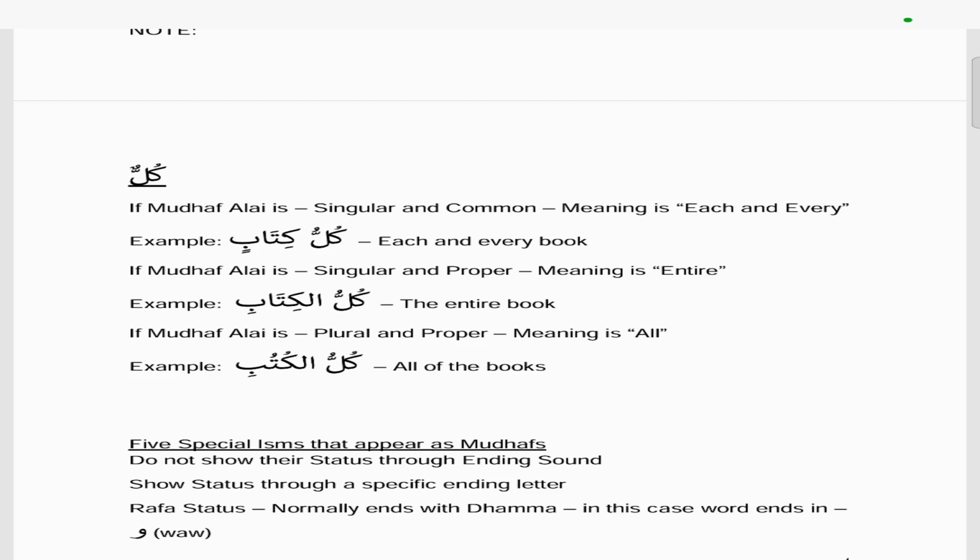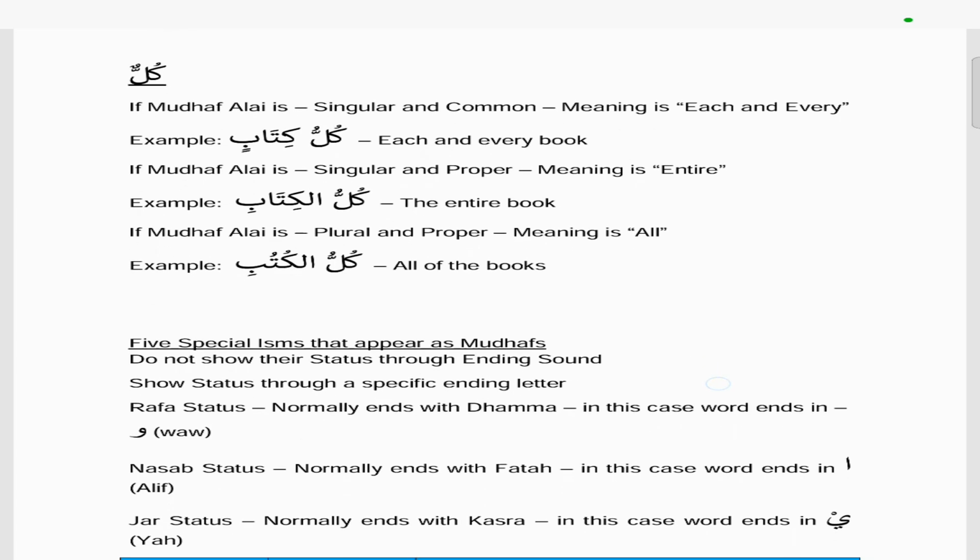And if the mudaf ilay is plural and proper, then the meaning is that you use the word all. For example, kullul kutubi. The word al-kutubi has al on it, so it's proper, and kutubi is plural, which means books. So kullul kutubi means all of the books.